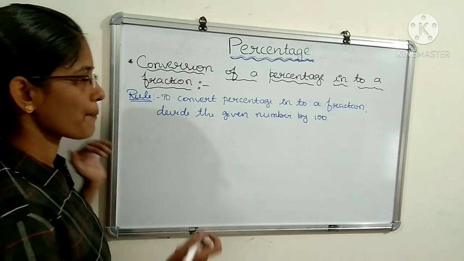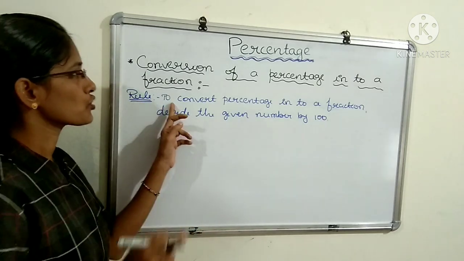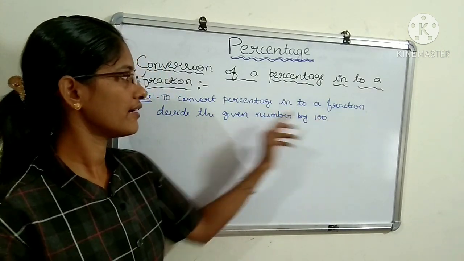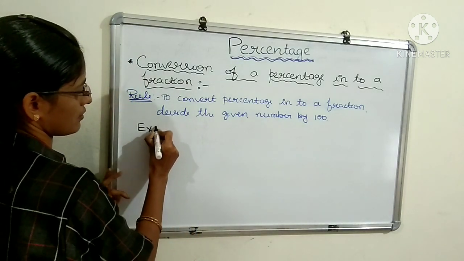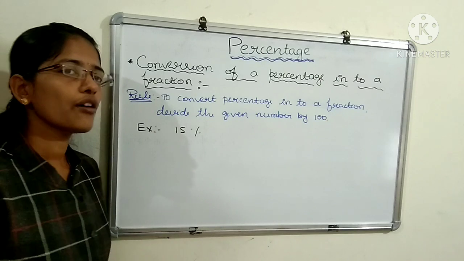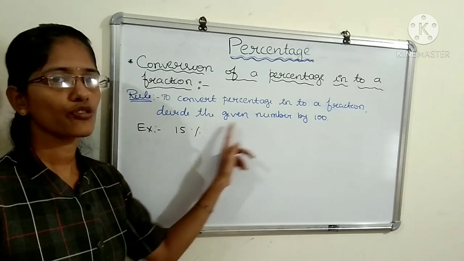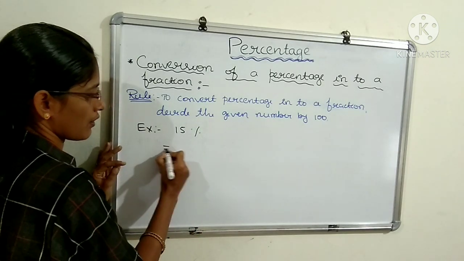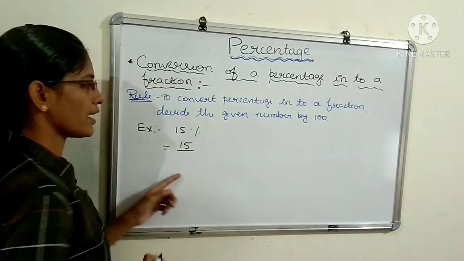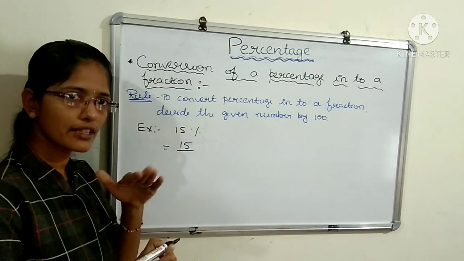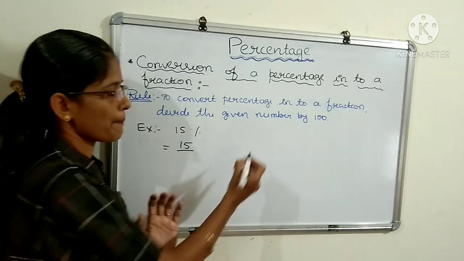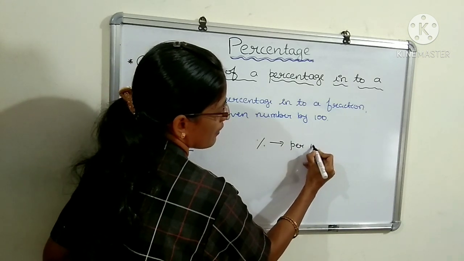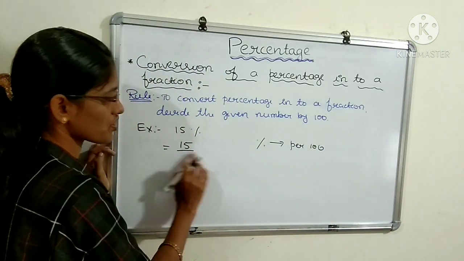Now let us take an example. See, this is the rule you have to remember. To convert a percentage into a fraction, divide the given number by 100. Example, 15 percentage. How will you convert this 15 percentage to fraction form? According to this rule, what must we do, students? The given number divided by, see, percent: per means the division symbol, cent means 100. Percent is nothing but per 100.